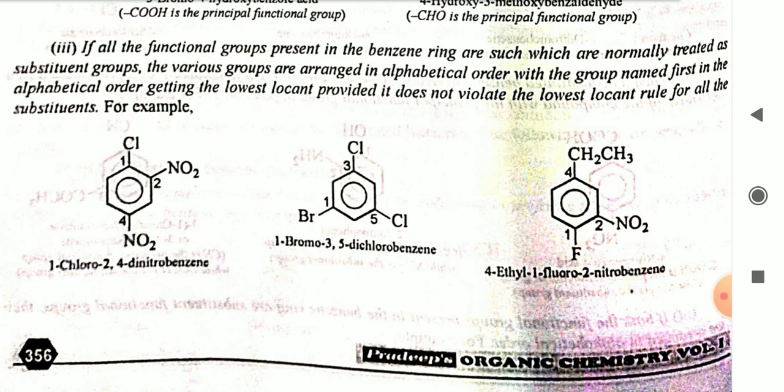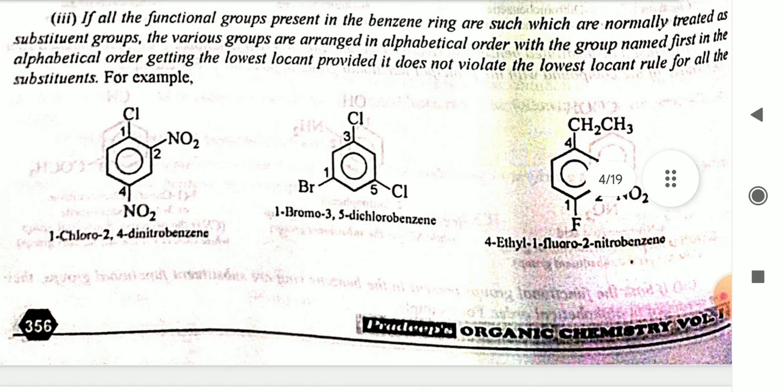Benzene with one bromine and two chlorines has the name 1-bromo-3,5-dichlorobenzene, and benzene with 1 CH2CH3 group, 1 nitro group, and 1 fluorine has the name 4-ethyl-1-fluoro-2-nitrobenzene.